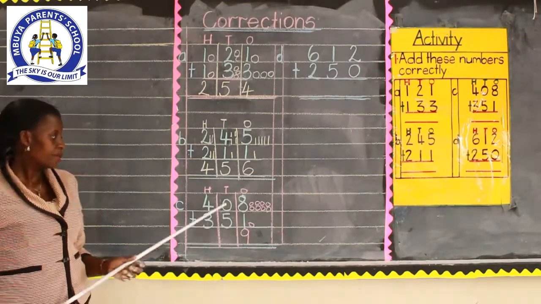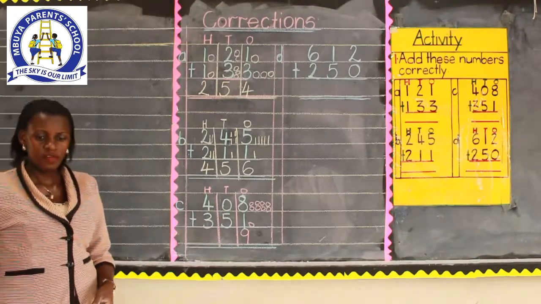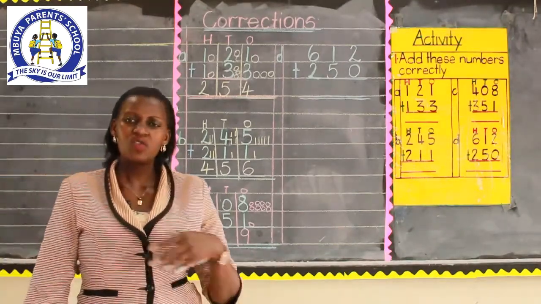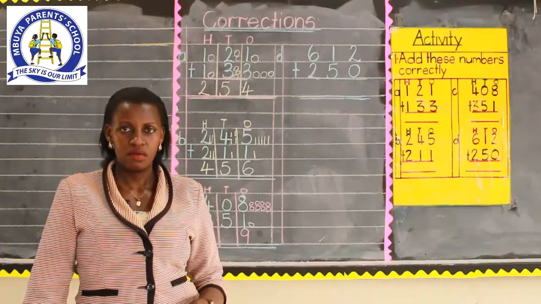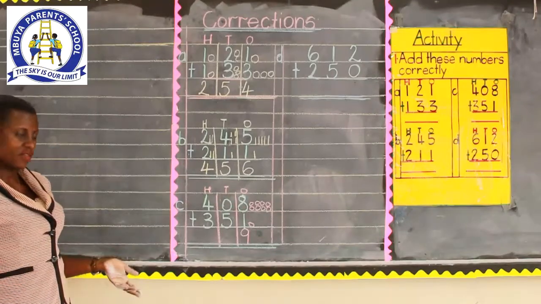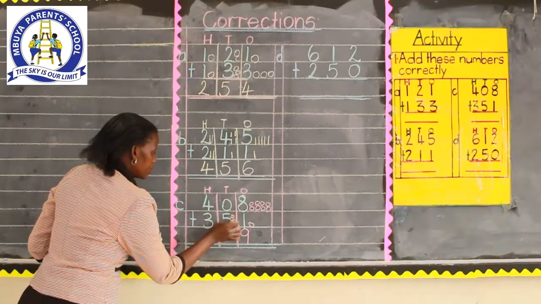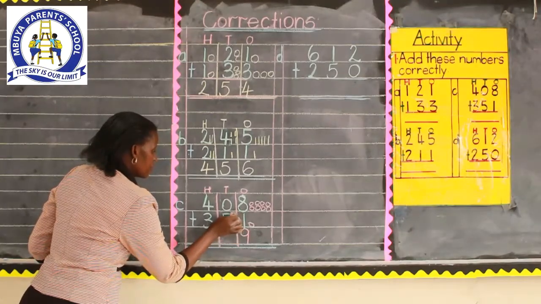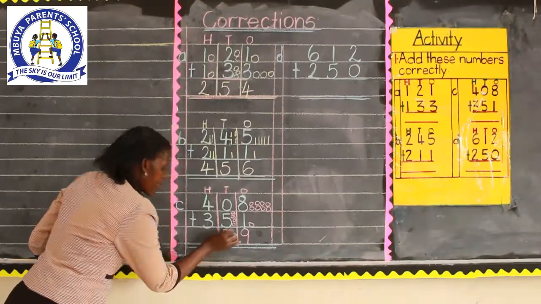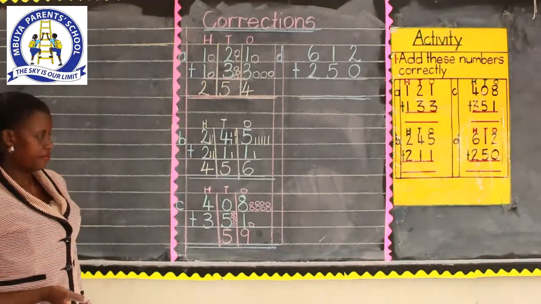Let's go to tens. 0 plus 5. Children, if you remember very well, I said that 0 is nothing. So we don't draw balls on 0. Are we together? So we shall leave this 0 the way it is, because it's nothing. We draw balls here for 5. 1, 2, 3, 4, 5. And we write 5 down as our answer. So under tens, we only have number 5.